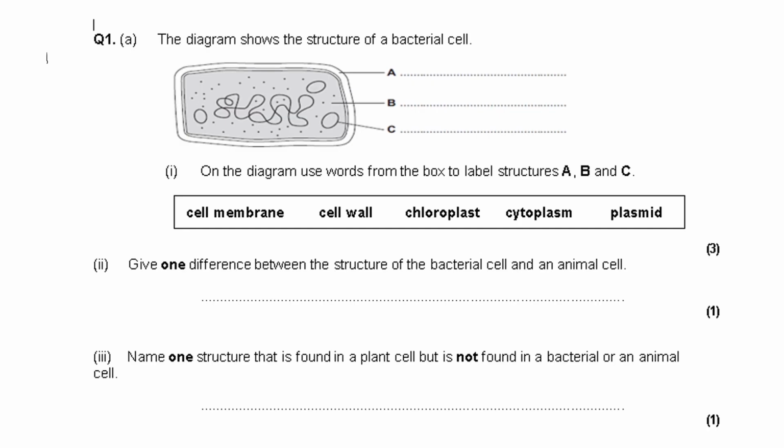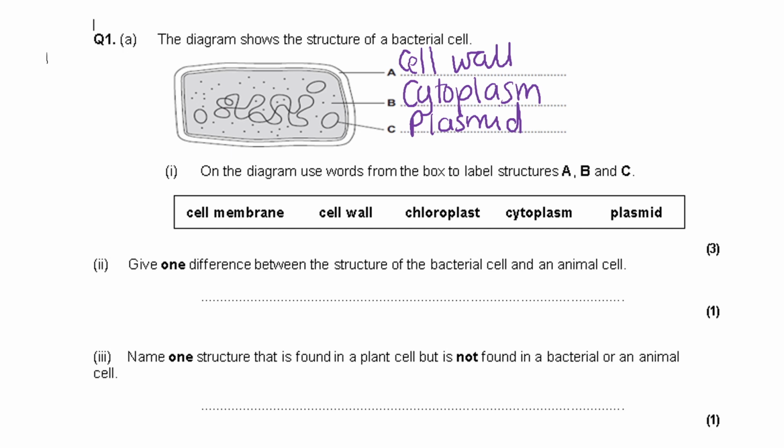So now we're going to have a go at an exam type question. First of all, we've got a diagram of a bacteria cell, and we have to label the different parts, and we've got some words to help us. Part A is the part that holds the cell together, and that is the cell wall. The second part is where the chemical reactions happen, and that is the cytoplasm. The third part is this circular DNA, which is called the plasmid. So that's 3 answers, 3 marks. Always look at how many marks you've got to know how many answers you have to put down.